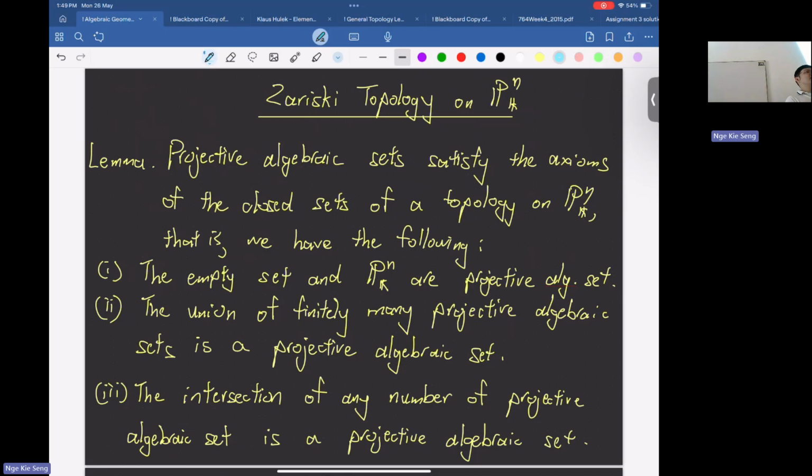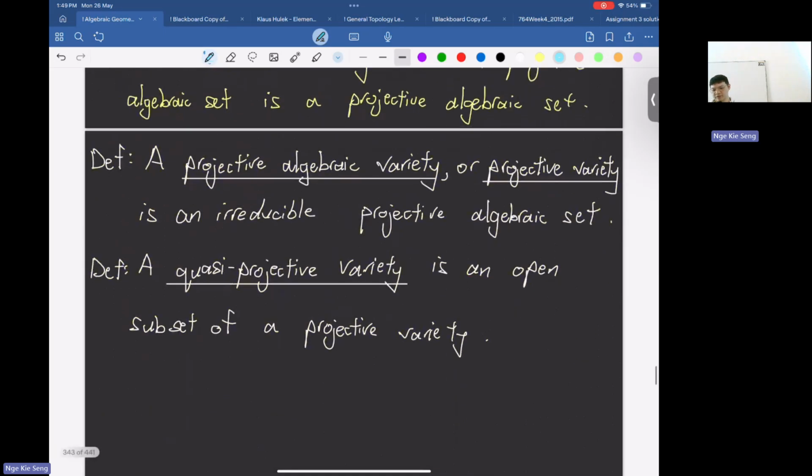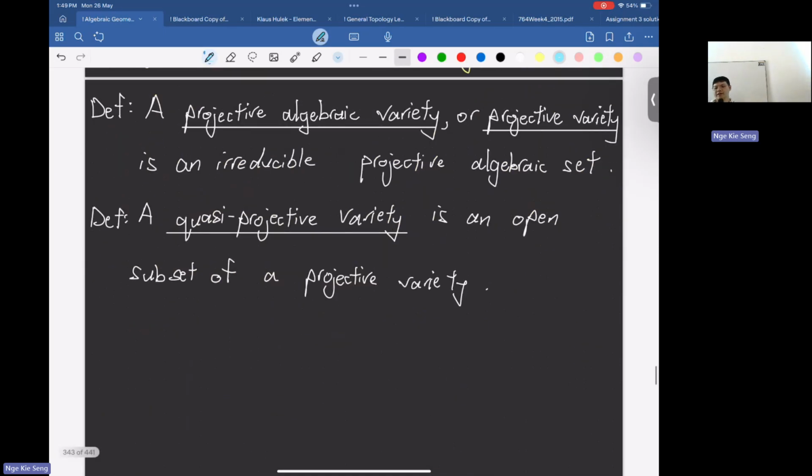Because they really have the same property. So sometimes you need to ask whether it's affine or not, whether it's projective or not. Later I'll tell you how to go between them. Another way to understand Zariski topology is quotient topology, which I just mentioned. And then we can define what's a projective variety. It's an irreducible projective algebraic set. Once we have topology, we can talk about irreducibility. And then what's a quasi-projective variety? It's an open subset of a projective variety.